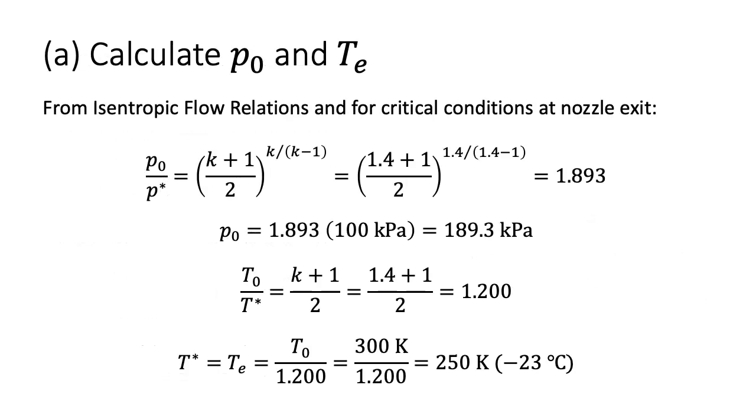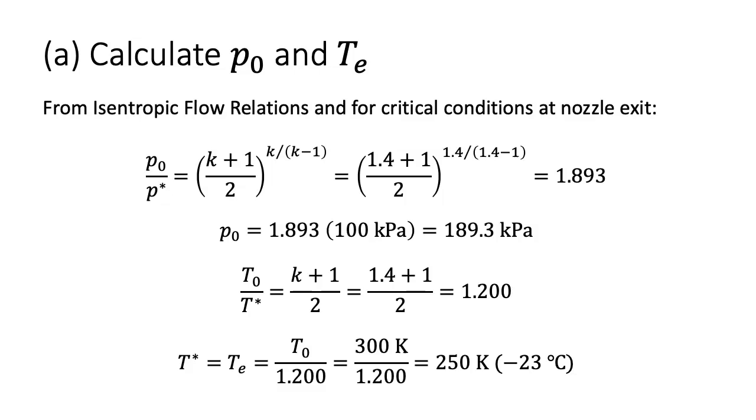For part A, we begin our analysis by calculating the unknown stagnation pressure upstream in the tank based on the known exit pressure equal to about 1 atmosphere using the isentropic flow relations for critical conditions. The pressure needed to obtain sonic flow is 189 kilopascals, which is less than 2 atmospheres or 30 psia.